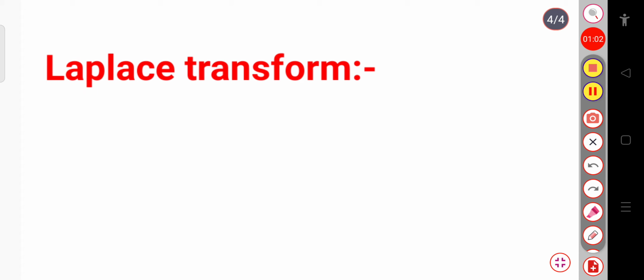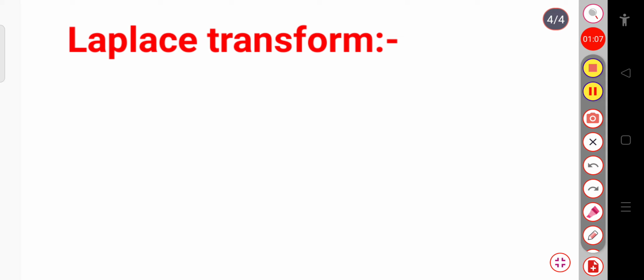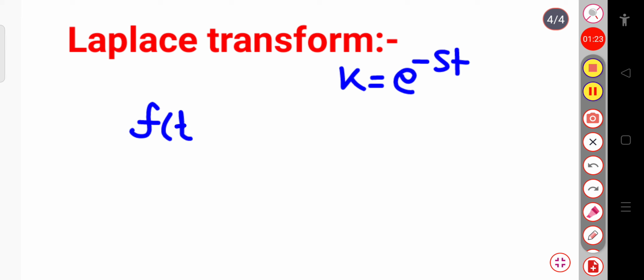Here we are going to represent our kernel, that is k. Suppose here I am writing the kernel as exponential minus st. This is our kernel in the case of the Laplace transform. Let us consider a function, suppose f of t, and here we are defining this f of t for all t greater than 0.